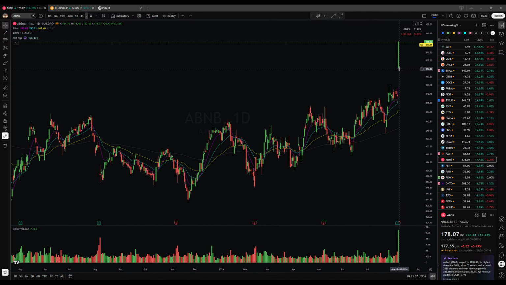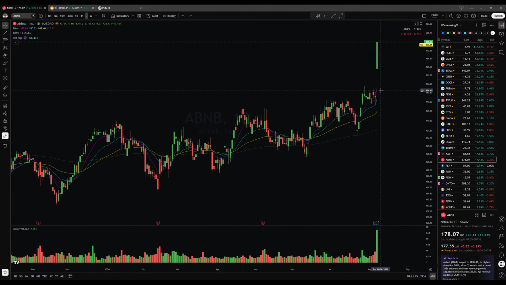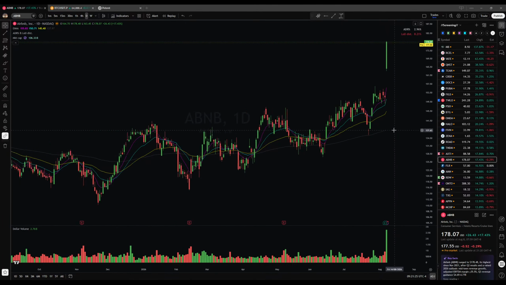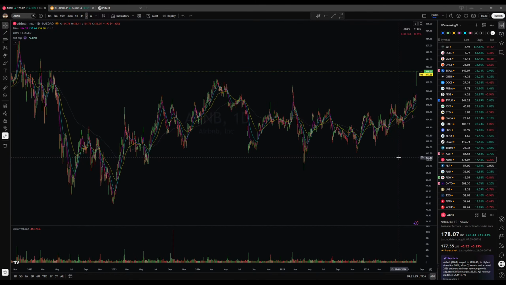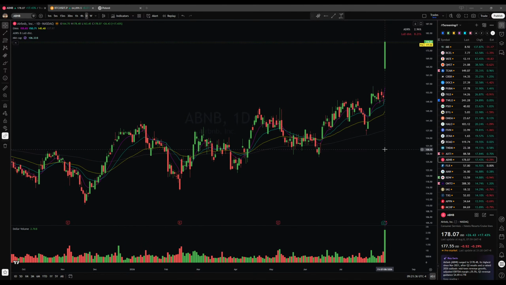This is a pretty strong EP on Airbnb. Yeah, always love to see the strong actions, like a gap up and then close at the highs. This is the type of action that's showing you the strength and the healthiness of the market.